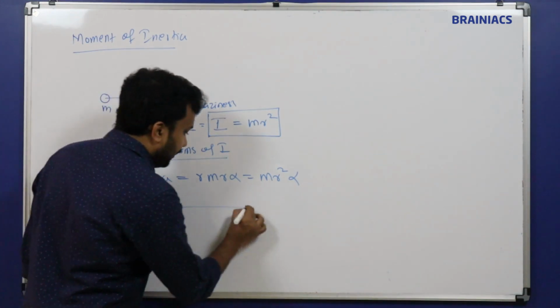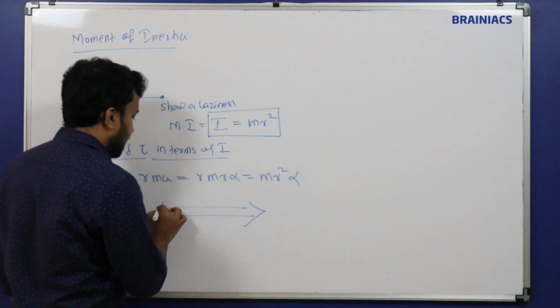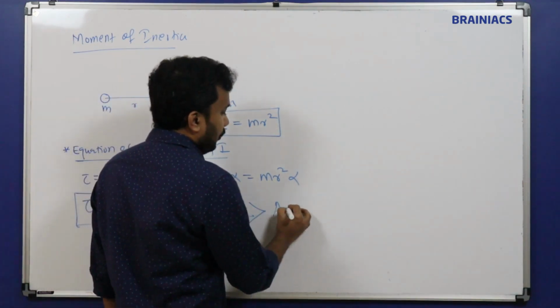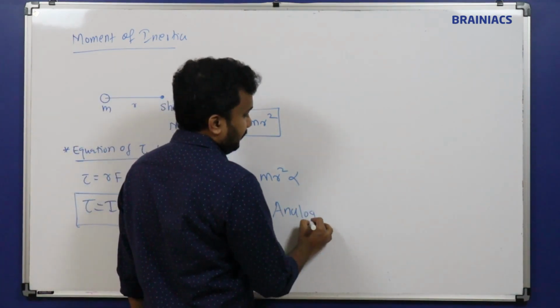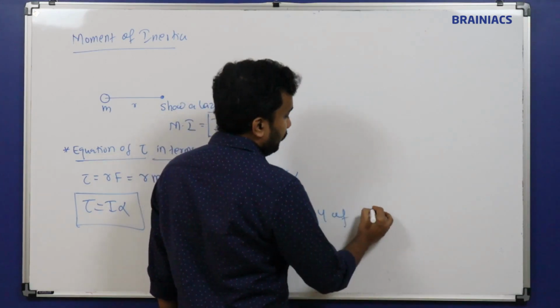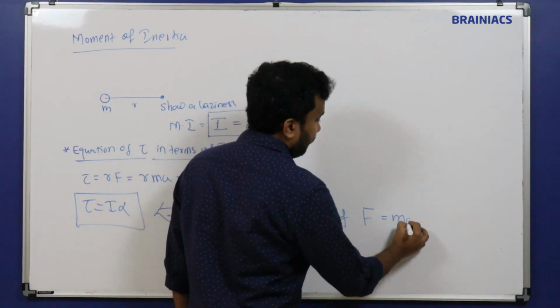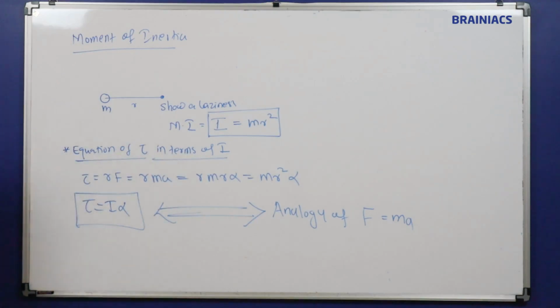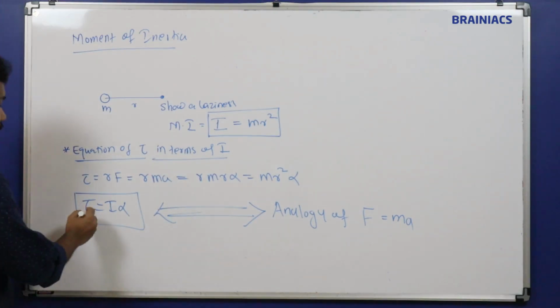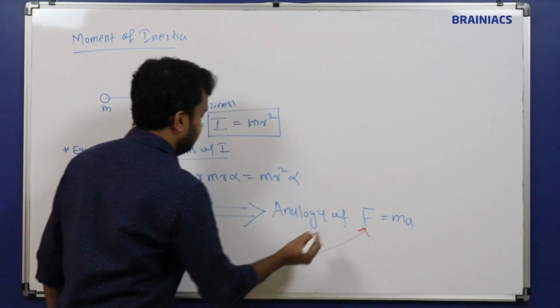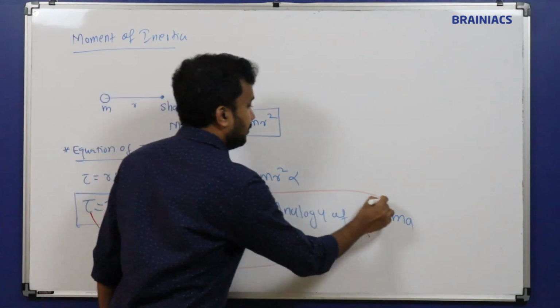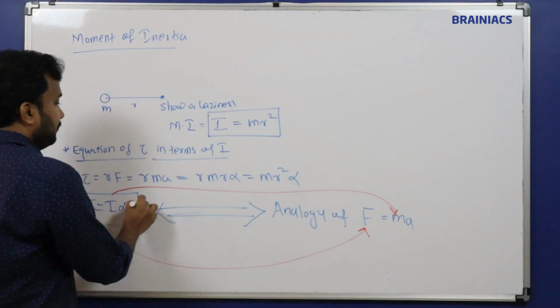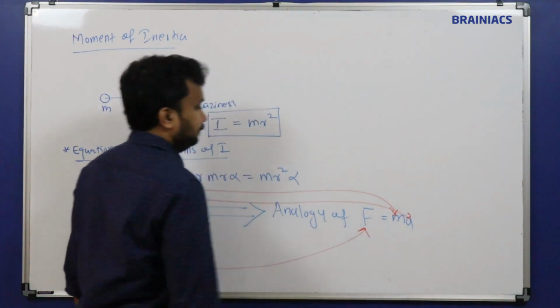Now the beauty of this is that it is actually the analogy of F equals ma. While starting the lessons, I told you torque in rotational motion is equal to force in linear motion. So torque and force are the same, I and m are the same, alpha and a are the same.